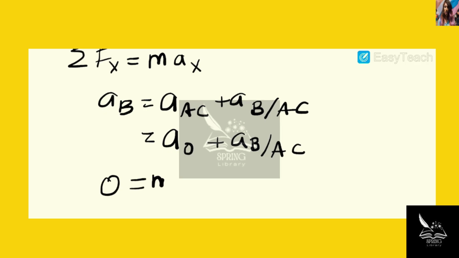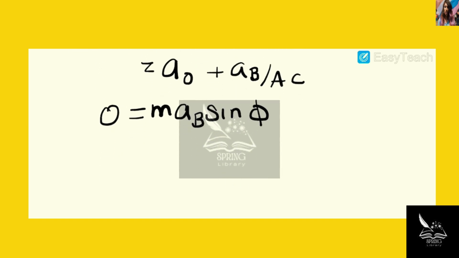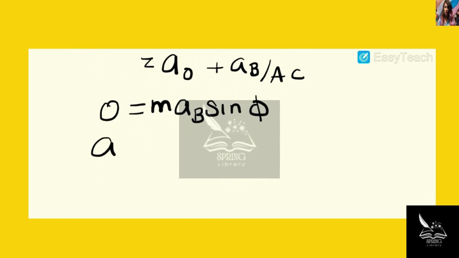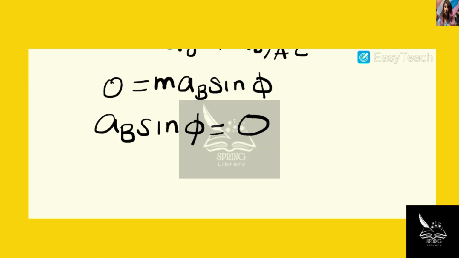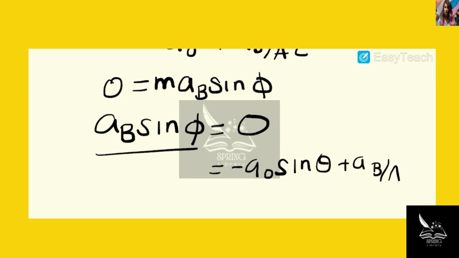0 is equal to m times the acceleration of B sine phi. What we can do is then say that AB sine phi is equal to 0. We know that AB sine phi is equal to negative A0 sine theta plus AB given AC.